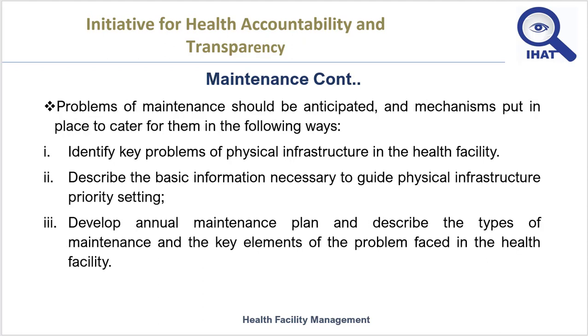Problems of maintenance should be anticipated and mechanisms put in place to cater for them in the following ways. Identify key problems of physical infrastructure in the facility. Describe the basic information necessary to guide physical infrastructure priority setting, and then develop an annual maintenance plan and describe the types of maintenance and the key elements of the problem faced in the health facility.